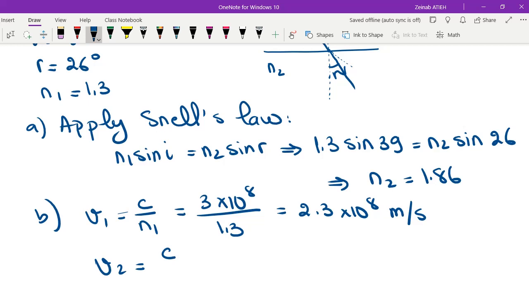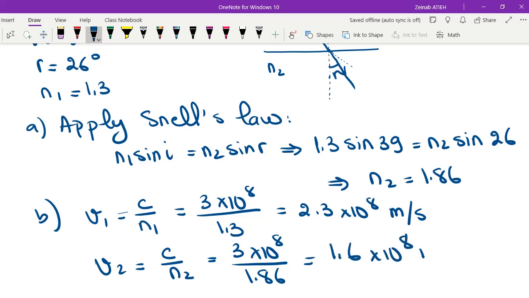Now the speed of light in medium 2, V2, is equal to C over N2 equals 3 times 10 to the power 8 over 1.86. It's equal to 1.6 times 10 to the power 8 meter per second. The speed of light in any other medium is always less than c. So it's 2.3 times 10 to the power 8 less than 3 times 10 to the power 8. In any other medium it's less than c. So this is for application 1.